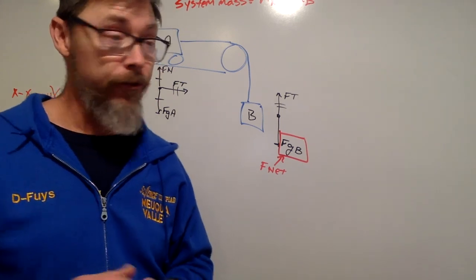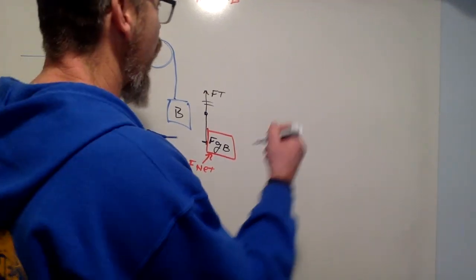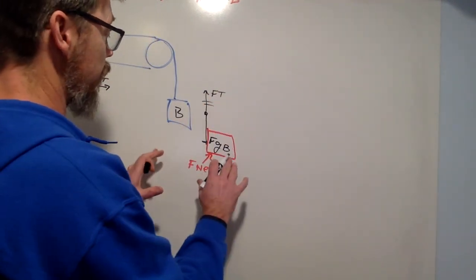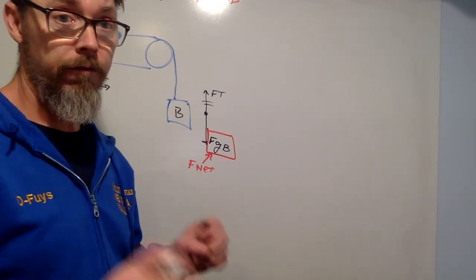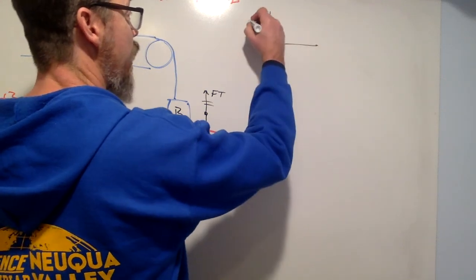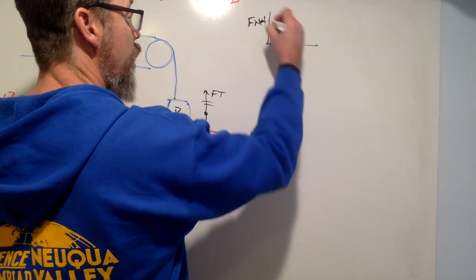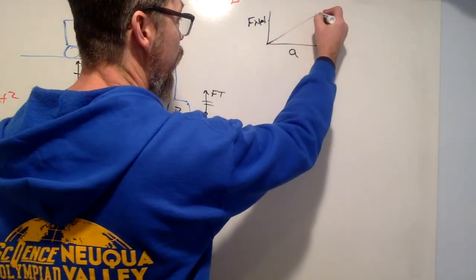Now, the graphs, let's look at what those will look like over here. So the first graph, and I want to do the second experiment. Let's do the one where we graphed net force versus acceleration. So when you did that, you'd have F net on this and acceleration here, and you got a linear graph.